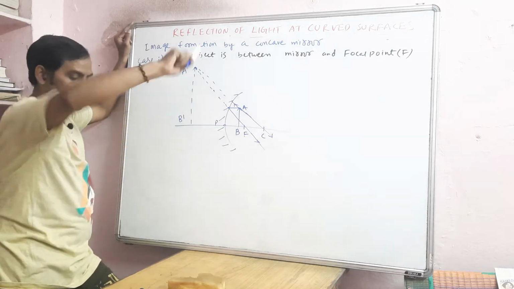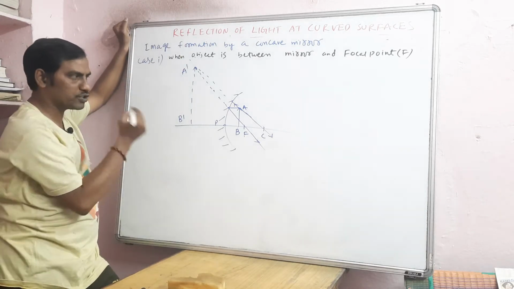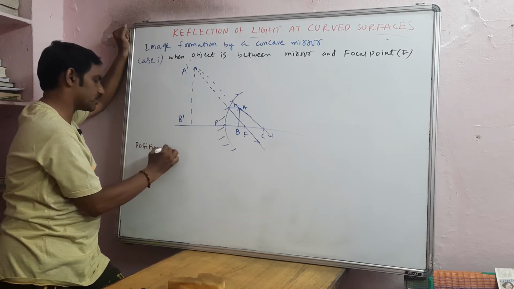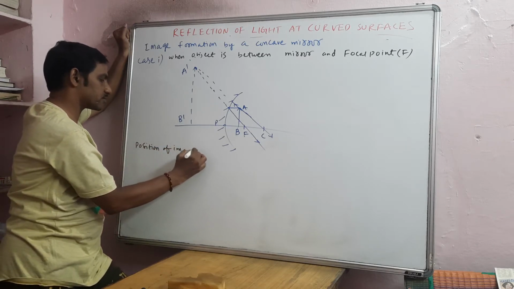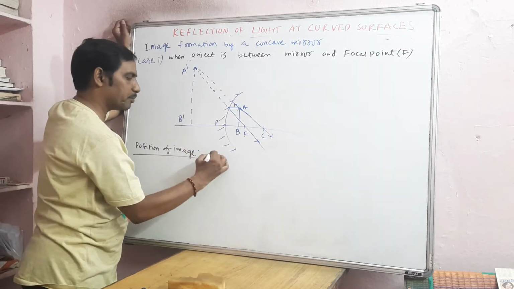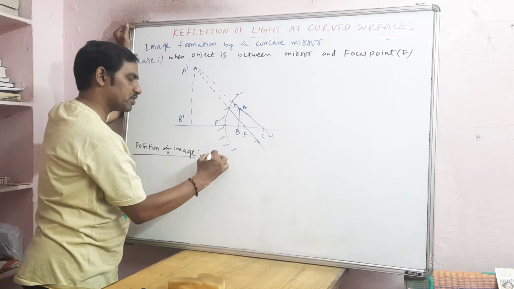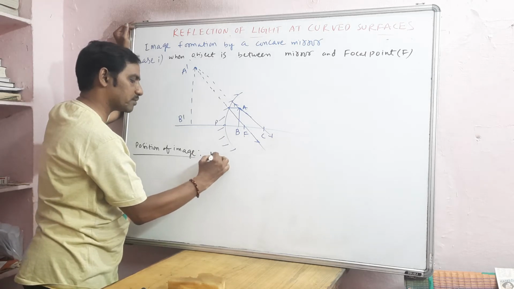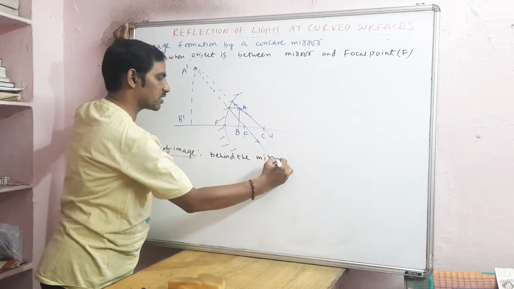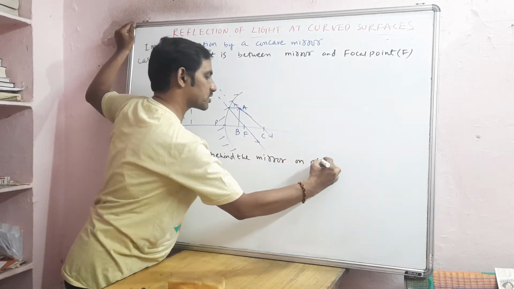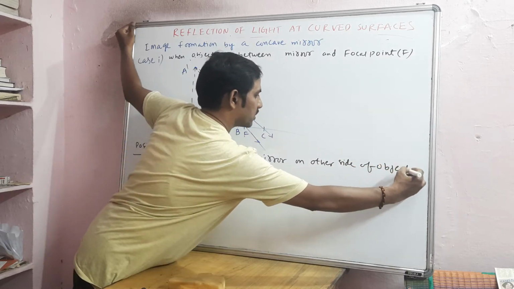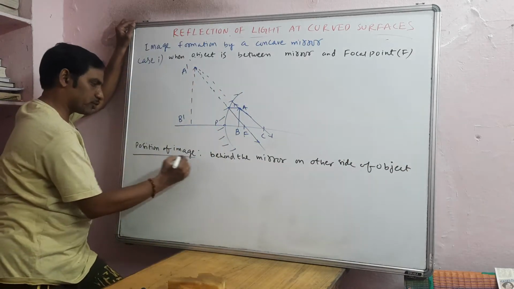And when you write this, generally you have to write the position. So where the image is formed, position of image you write. Position of image is, image is formed behind the mirror, you write. Okay, image is formed behind the mirror, so you can say simply like this, behind the mirror on the other side of object, okay.